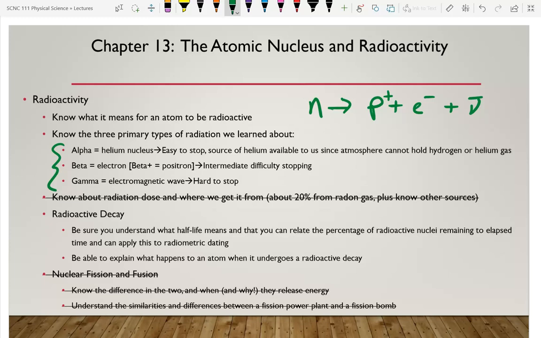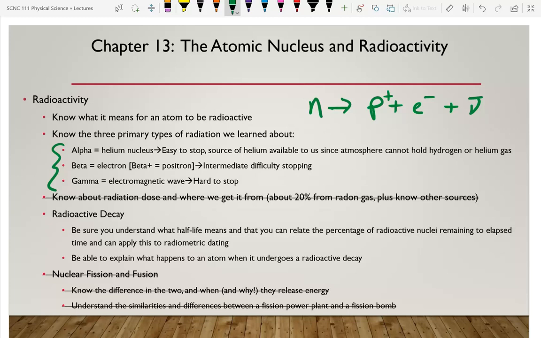The beta particles are intermediate for stopping. A beta particle, this won't protect me. I'm going to need something more like this here, which would probably be reasonable protection from beta particles. That's wet. Then you have the gamma particles.